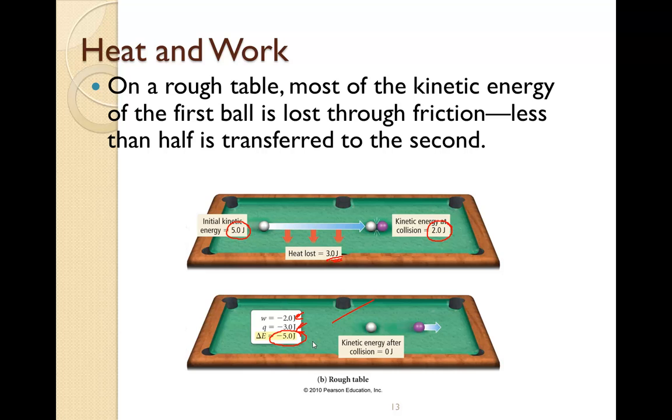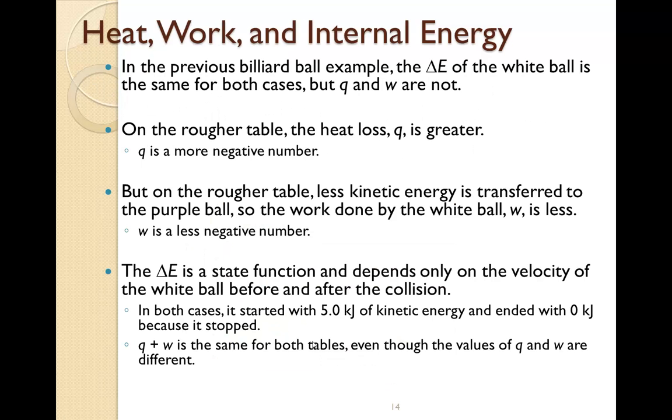In the previous billiard ball example, the delta E on the white ball is the same for both cases, but Q and W are not. On the rougher table, the heat lost Q is greater. Q is a more negative number. There is more friction involved. But on the rougher table, less kinetic energy is transferred to the purple ball, so the work done by the white ball, W, is less. W is a less negative number.